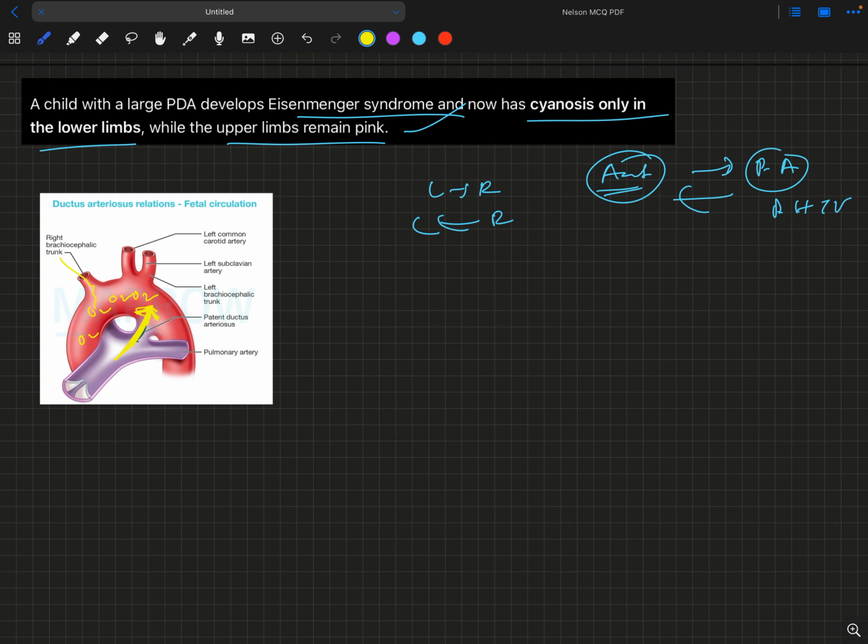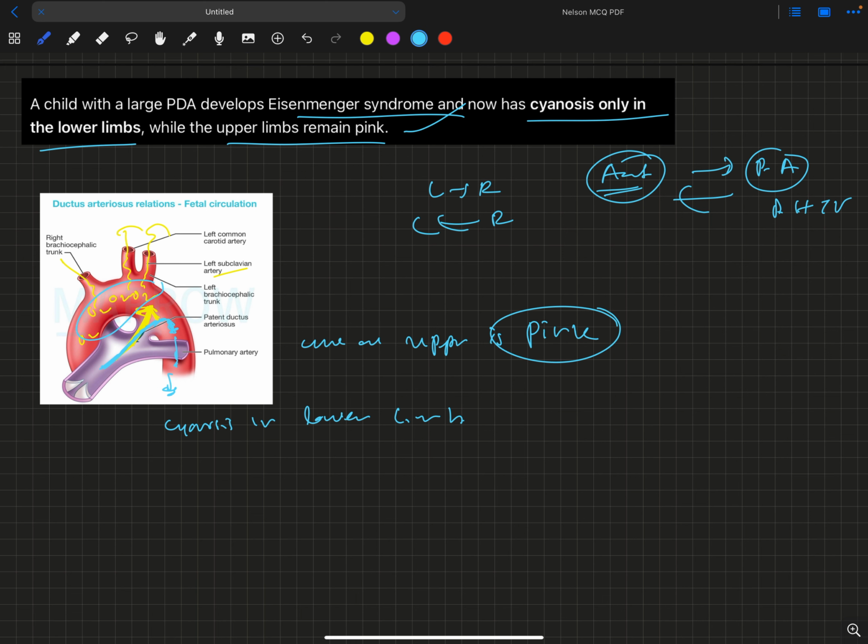This oxygenated blood is going to the right brachiocephalic trunk, the left common carotid, and the left subclavian artery. But now this deoxygenated blood, which was coming from the pulmonary artery, due to shunt reversal, will go down. That will lead to cyanosis in the lower limb, whereas the upper limb is pink. The upper limb is pink due to this oxygenated blood, and the lower limb becomes blue or cyanosed due to deoxygenated blood from shunt reversal.